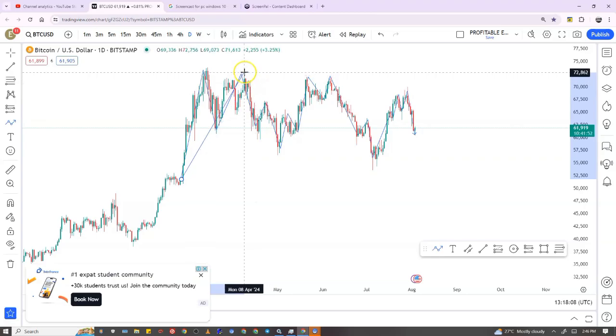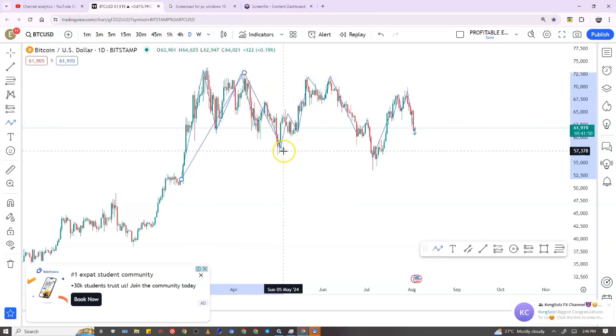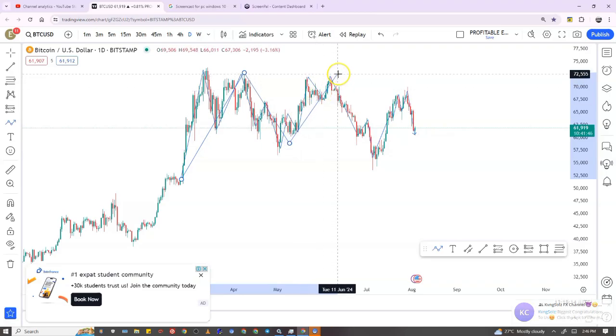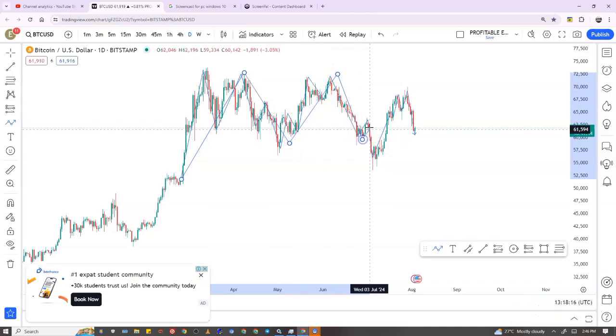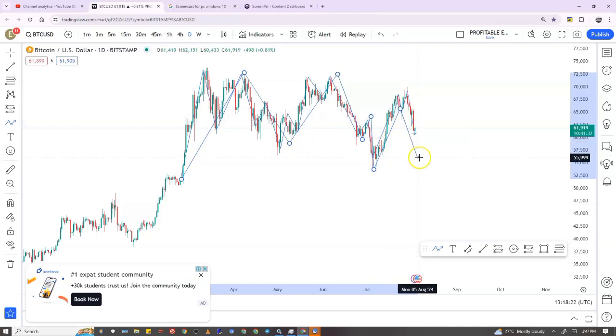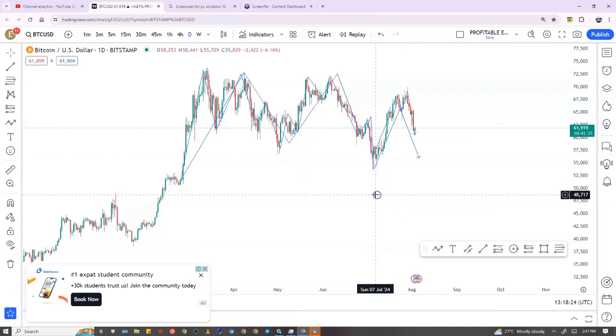Then the market came down in a downtrend and went up again, came down again, went up a little bit, then broke structure to the downside, went up again, and now we're in a downtrend. Very easy to understand. So that was just it.